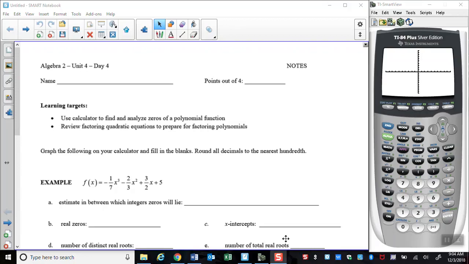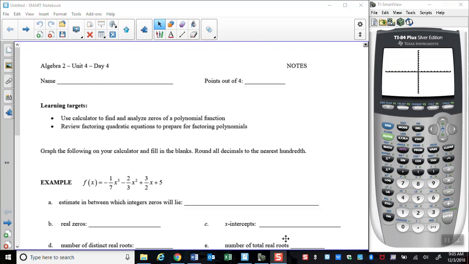Hello, this is Unit 4, Day 4, Notes. We'll be looking at using the calculator a little bit more, specifically to find real zeros and further analyze polynomial functions. And we'll do a little bit of a review on factoring quadratic equations to get you ready for factoring polynomials, specifically cubics and quartics.